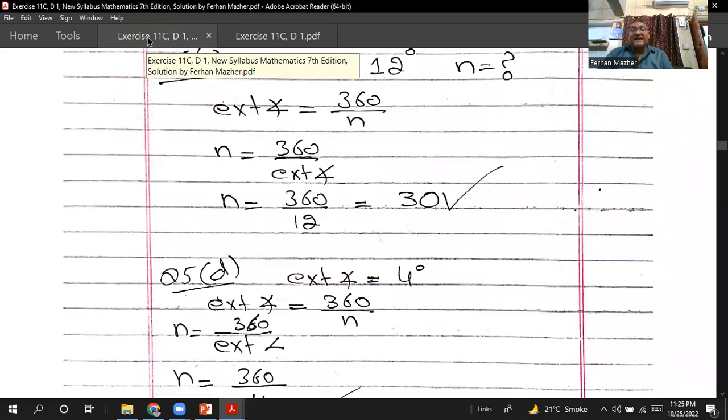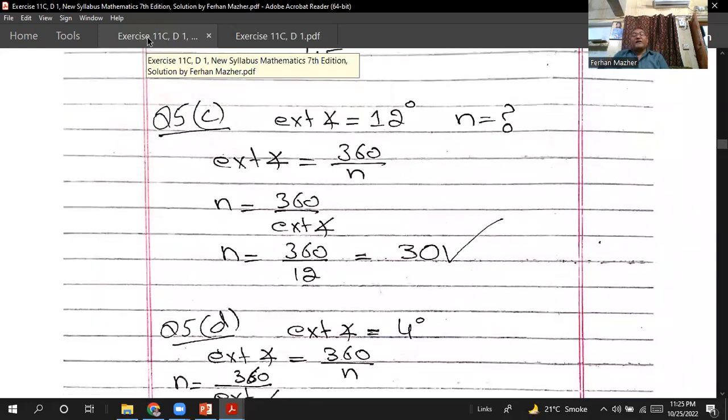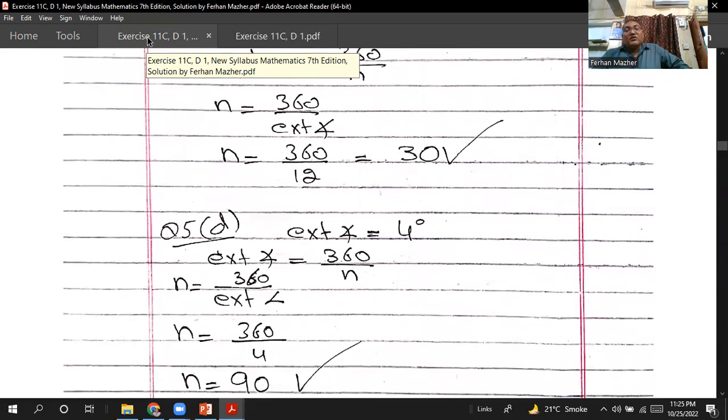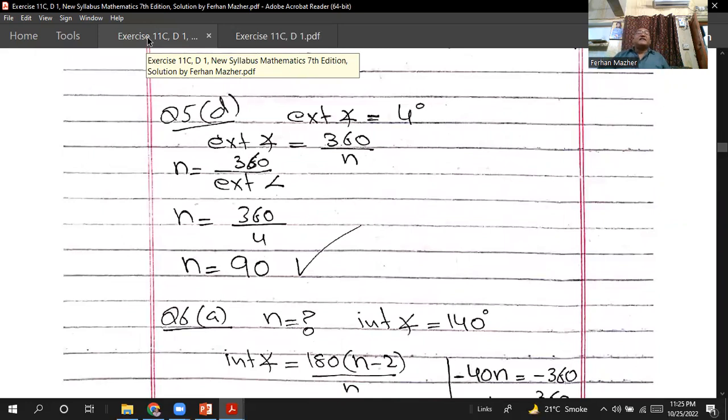Now in the C part, the external angle is equal to 12 degrees. How many sides? External angle is equal to 360 divided by n. So n will be equal to 360 divided by the external angle. So n will be equal to 360 divided by 12, so it will be 30. So there are 30 sides. Question number 5, D part. It says the external angle is 4 degrees. You know the external angle is equal to 360 divided by n. So n will be equal to 360 divided by 4, and n will be equal to 90. So it's a polygon which has 90 sides.